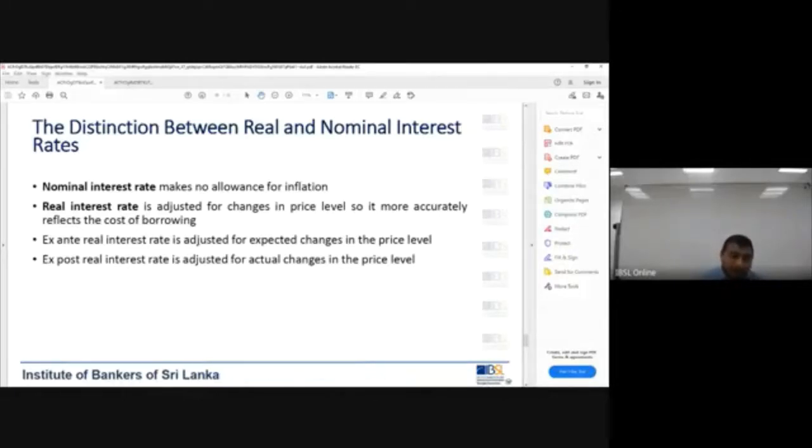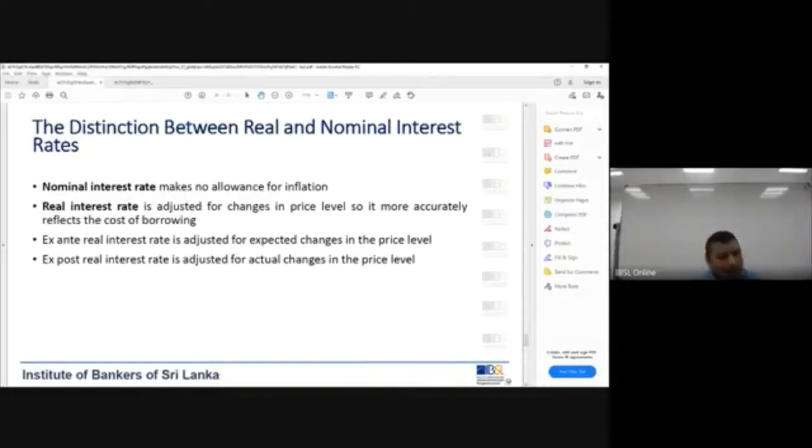Okay. So what you are basically seeing here is, if you are looking at a nominal interest rate of 7%, right? And you adjust that 7% for inflation of 5%, the real interest rate is 7 minus 5, that is 2. Real interest rate is the reflection of interest rate after adjusting for inflation or changes in price level.